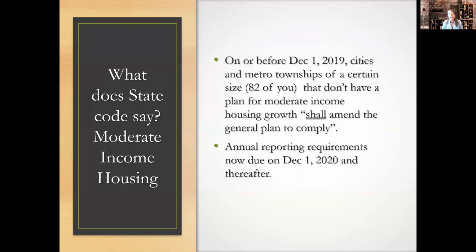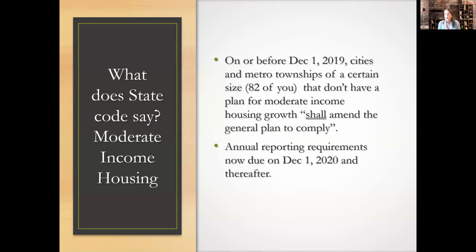Okay, I mentioned this housing element. Moderate income housing is the actual name. And last year, on December 1st, 82 of you were required to submit a moderate income housing plan. And you had a menu of options in your general plan to pick from, and say, we're going to examine and look at these things to plan for moderate income housing in our area. And just for a definition, moderate income housing is 80% of the area median income or below. So that's going to be different for all of your communities, but that's what moderate income means.